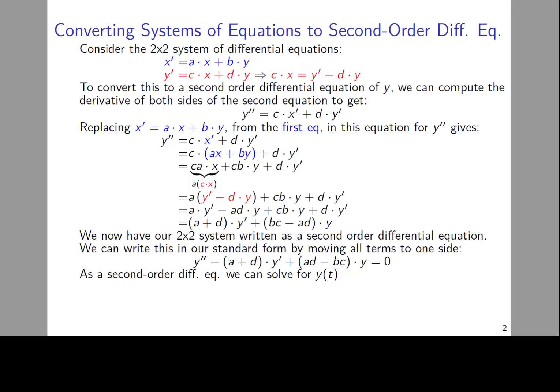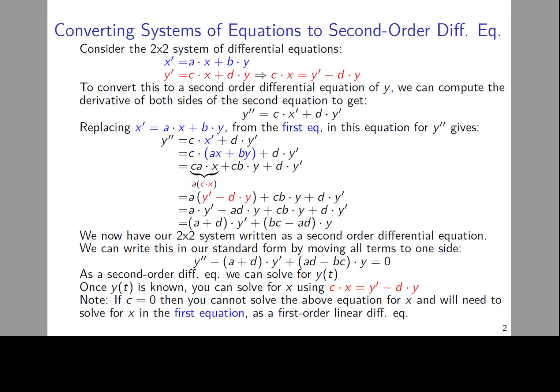And as a second-order differential equation, we can solve this for y of t. And once y of t is known, we can solve for x using that c times x is equal to y prime minus d times y. Although I should note that if c is equal to 0, then you cannot solve the above equation for x, and will need to solve for x in the first equation as a first-order linear differential equation. Whichever way we solve for x, this will give us both solutions, x of t and y of t, in the system. In other words, the solution to our system of differential equations.